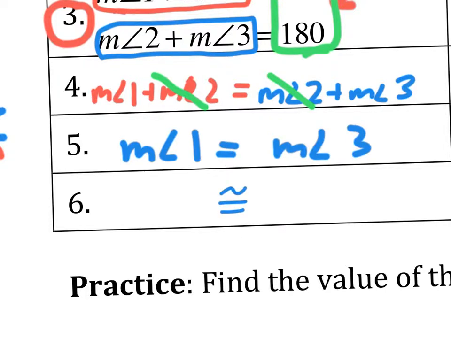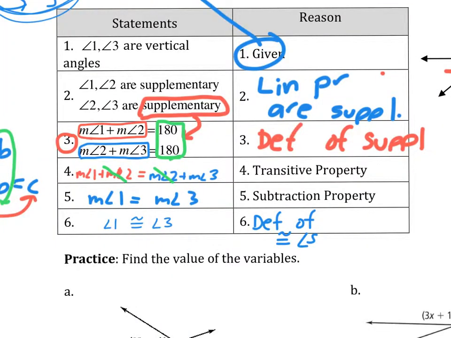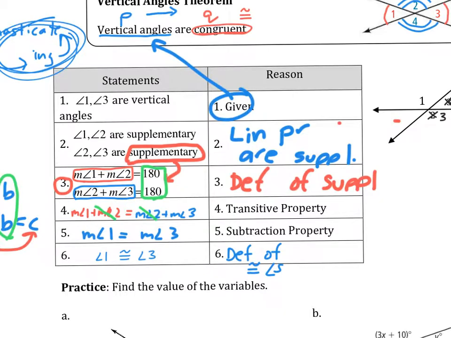But can I make it congruent? Yeah. Notice if two measures are equal, what's that say about the angles? The angles are congruent. So angle 1 is congruent to angle 3. And what property did we use, or definition? The definition of congruent angles. So in 6 steps, we proved 4 words.